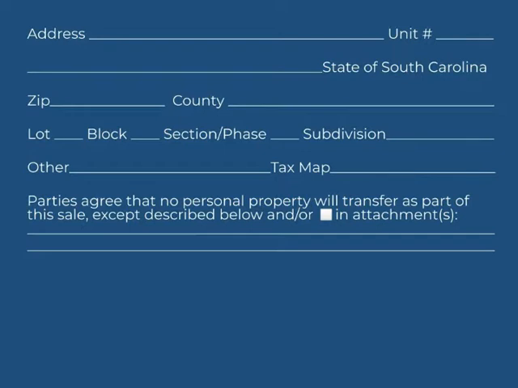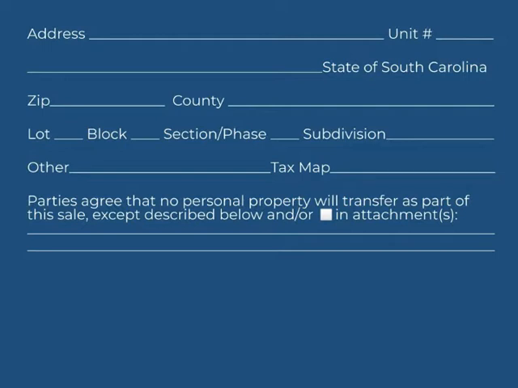Be extremely careful when you're typing in the tax map number. Double check it with the tax records to be sure you're correct. Be sure you do not have a typo in it. Very important. We move on down now to the next section. Parties agree that no personal property will transfer as part of the sale except described below and or in an attachment. Be careful what you put here.